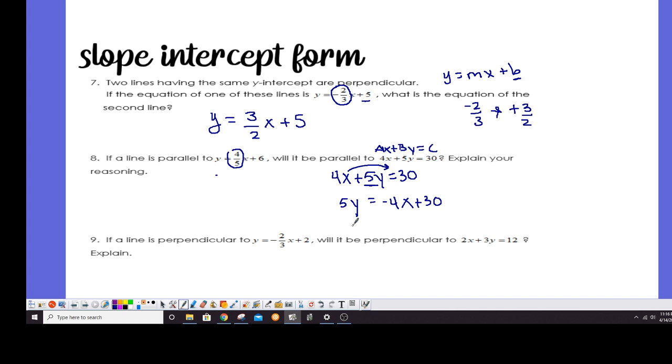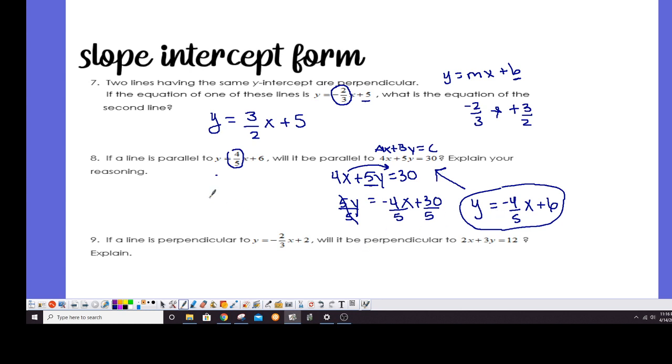And then I need to clearly get rid of the 5 so that it's y by itself. When I do that, I must divide it out all the way through. So this cancels, and I get y is equal to negative 4/5 x, 30 divided by 5 is 6. So this would be the slope-intercept form of this standard form equation.